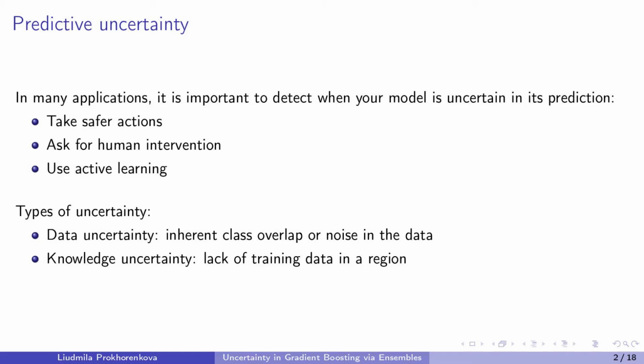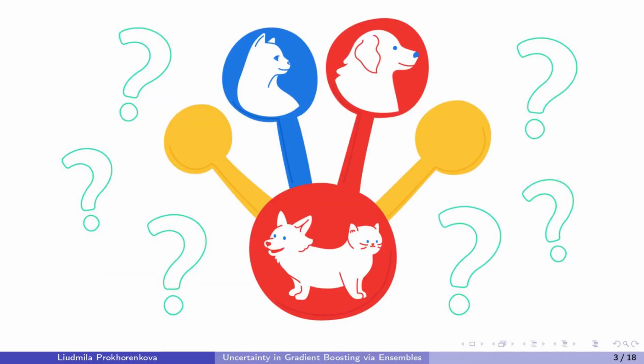There are two main sources of uncertainty: data and knowledge. Data uncertainty reflects the noise of the target label for given features. This uncertainty cannot be reduced. Knowledge uncertainty comes from the lack of training data in a particular region. This uncertainty can be used for active learning and can be reduced by collecting more training data. Here you can see an example of data uncertainty. The task is to classify images into cats and dogs, and a cat-dog is given as an input.